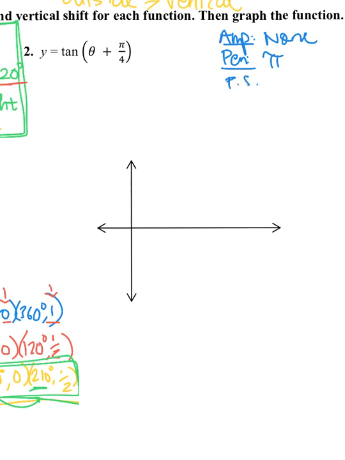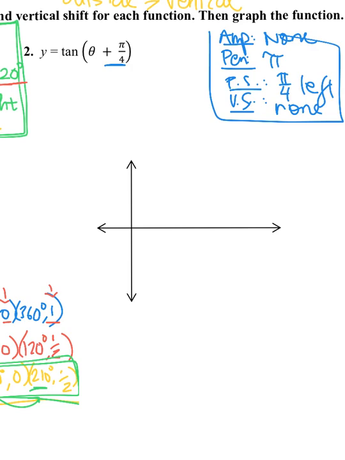And then our phase shift, I have this plus pi/4. So this is going to be pi/4 to the left. And vertical shift, nothing is being added or subtracted out here. So vertical shift will be none as well. Okay, let me show you how I use my key points for this one. So key points, I'm going to start with the parent function, just y is equal to tangent with no transformations.